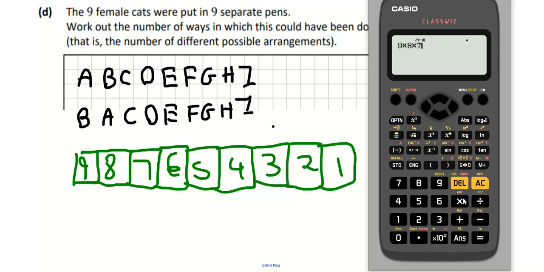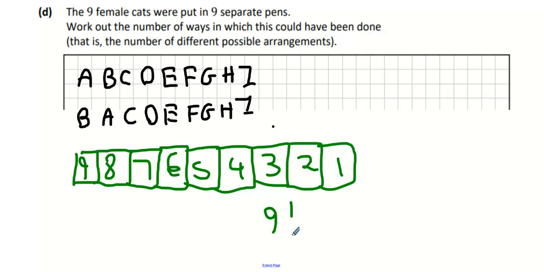Is anybody familiar with the button that does this? Any of the ex-honors lads? The exclamation mark, otherwise known as factorial. So you can do that if you want, and you get 362,880 ways. Or you can use 9 exclamation mark.